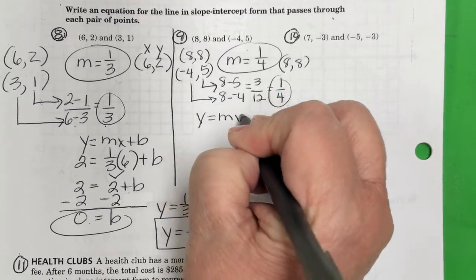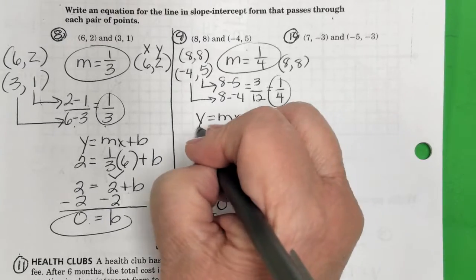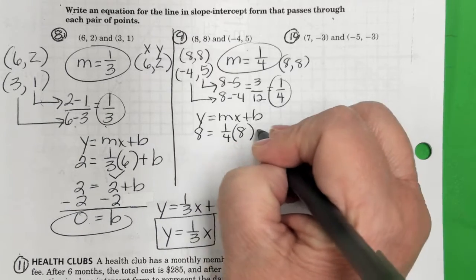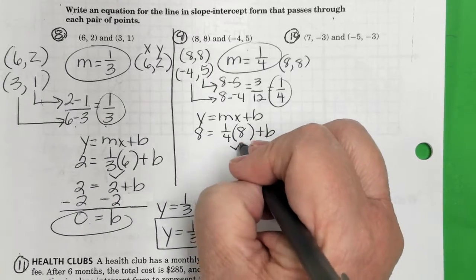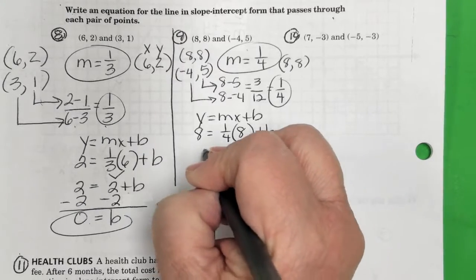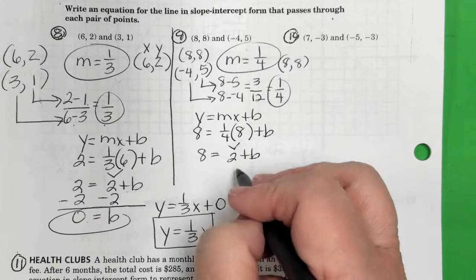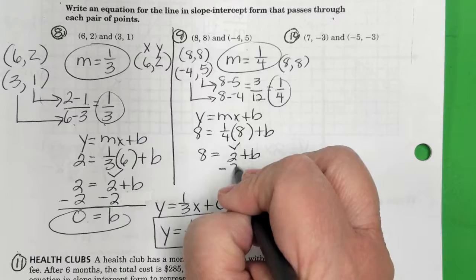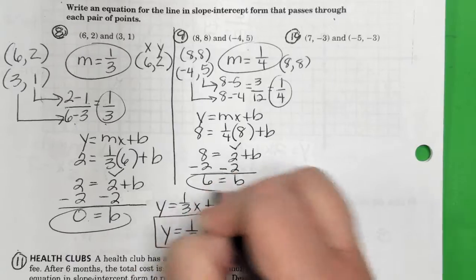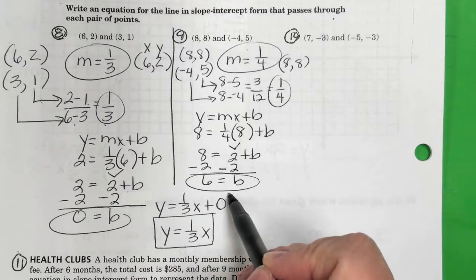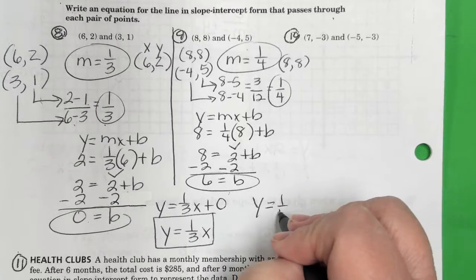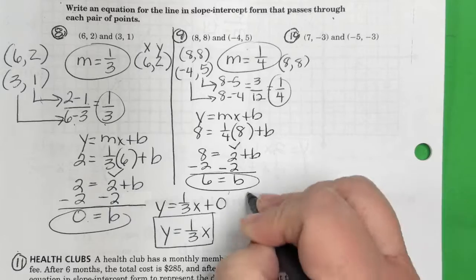Y equals mx plus b. The y value is 8. The slope is 1/4 times the x value, which is 8, plus b. Multiplying 1/4 times 8, we'll get 2 plus b. 8 is still on the left-hand side. In order to solve for b, we're going to subtract 2 from both sides. And b equals 6. We've got our slope, we've got our y-intercept, we're ready to write the equation. Y equals 1/4 x plus 6.